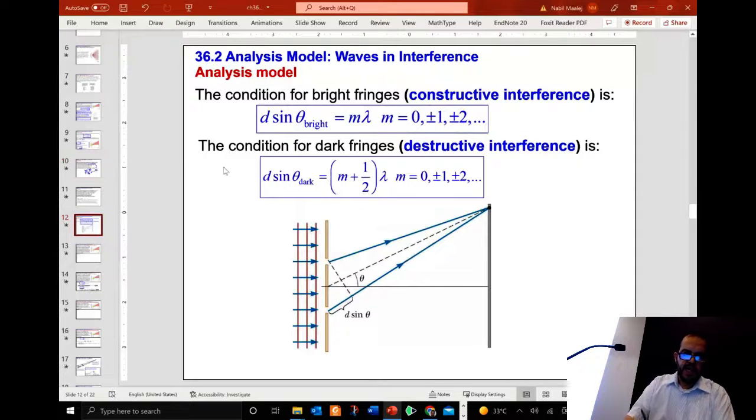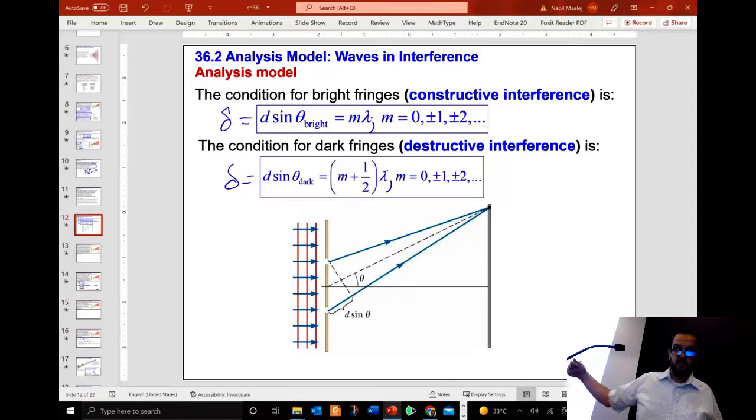All right, so the analysis model we can use. The condition for bright fringes, or constructive interference, is d sin theta equals m lambda, where m equals 0, plus or minus 1, plus or minus 2. Remember, this is the order number. And the condition for dark fringes is d sin theta, which is the path difference, equal to (m + 1/2) lambda, where m varies as 0, plus or minus 1, plus or minus 2. So this is what you need to solve problems. I mean, you need to remember these equations.